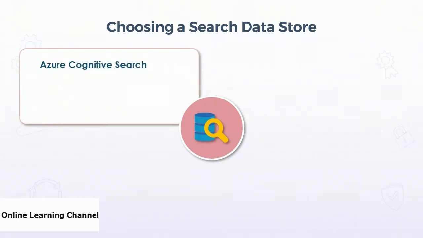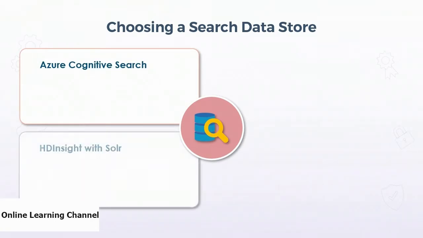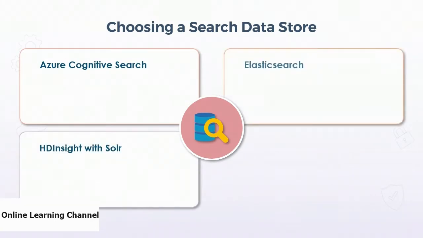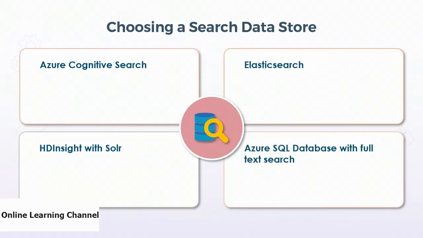So you have Azure Cognitive Search, HD Insight's Apache Solr, Elasticsearch, or if you use Azure SQL Database, you can use its full text search features to both generate an index and store it in a table in the database to handle free text search queries.